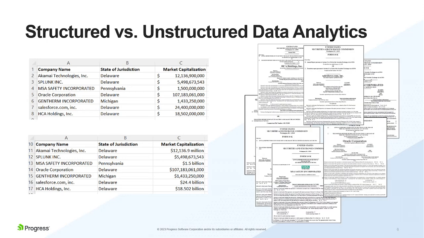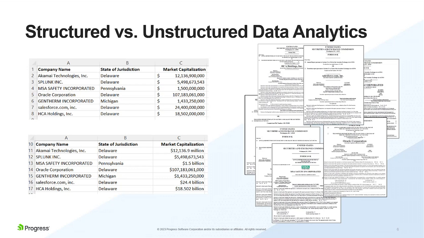What if it's a bunch of PDF documents and the state of jurisdiction and the market capitalization values are buried inside these PDF documents? Now, for the purposes of our conversation today, we're going to make the assumption that these are just PDF documents. There aren't any XML or more data behind them to support analysis. It's really just raw PDF documents, raw Microsoft Word documents that I'm working with.